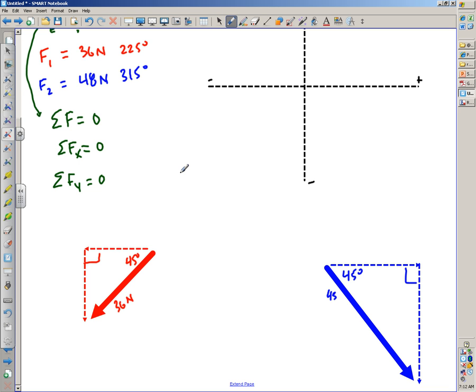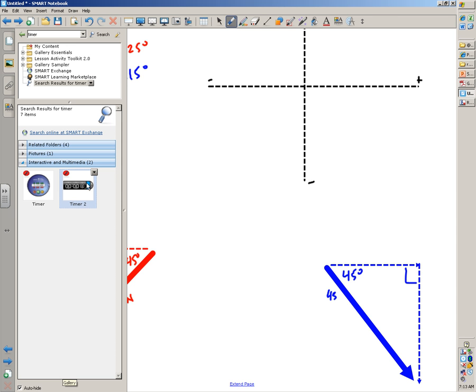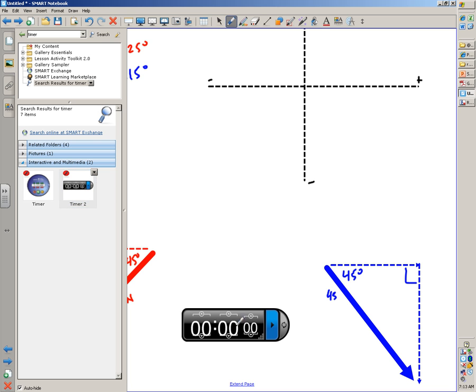I'll give you 1 minute to figure this out, and then we'll be back. Go.